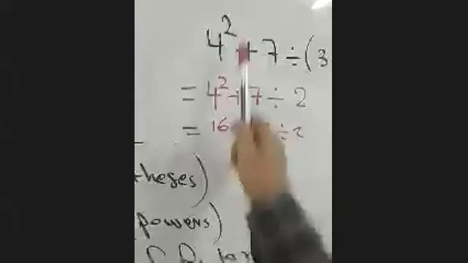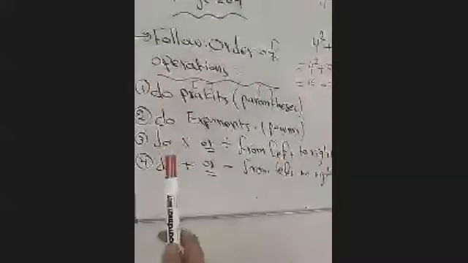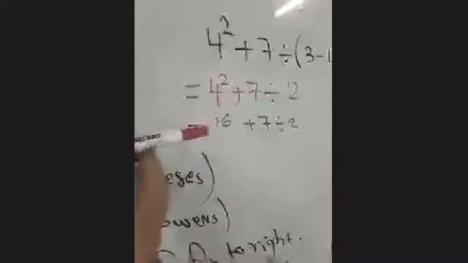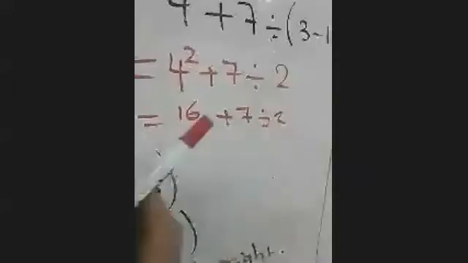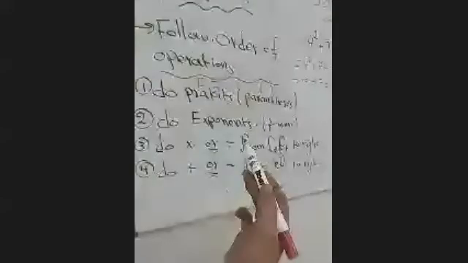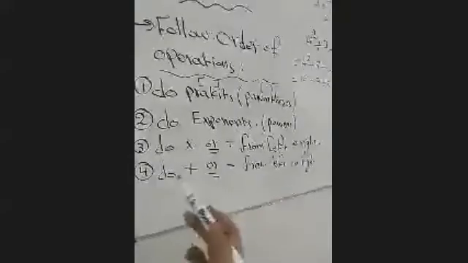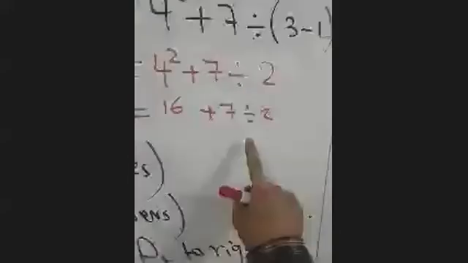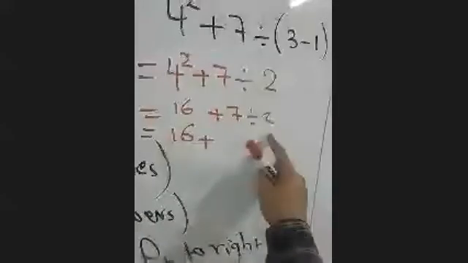Now I have to do multiply or divide from left to right, not from right to left, guys. If I have multiply, I will do it. If I have divide, I will do it. Here I have add, then divide. The order of operations says divide first, then add. The division comes in the third step, and the addition comes in the fourth step. So I will divide first. The 16 is still 16, and 7 divided by 2 is 3.5.